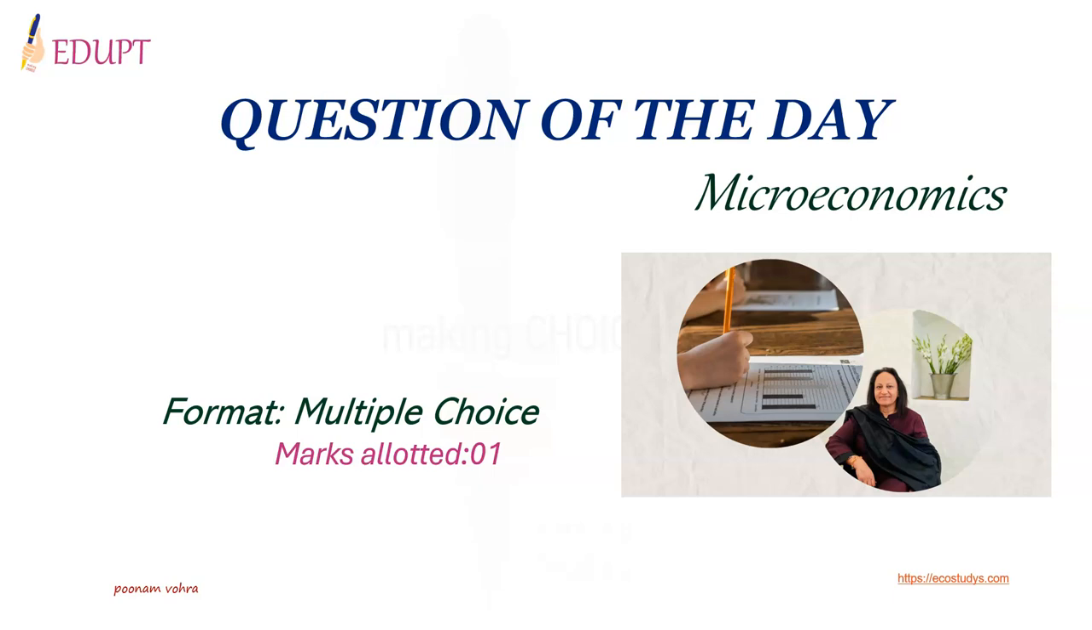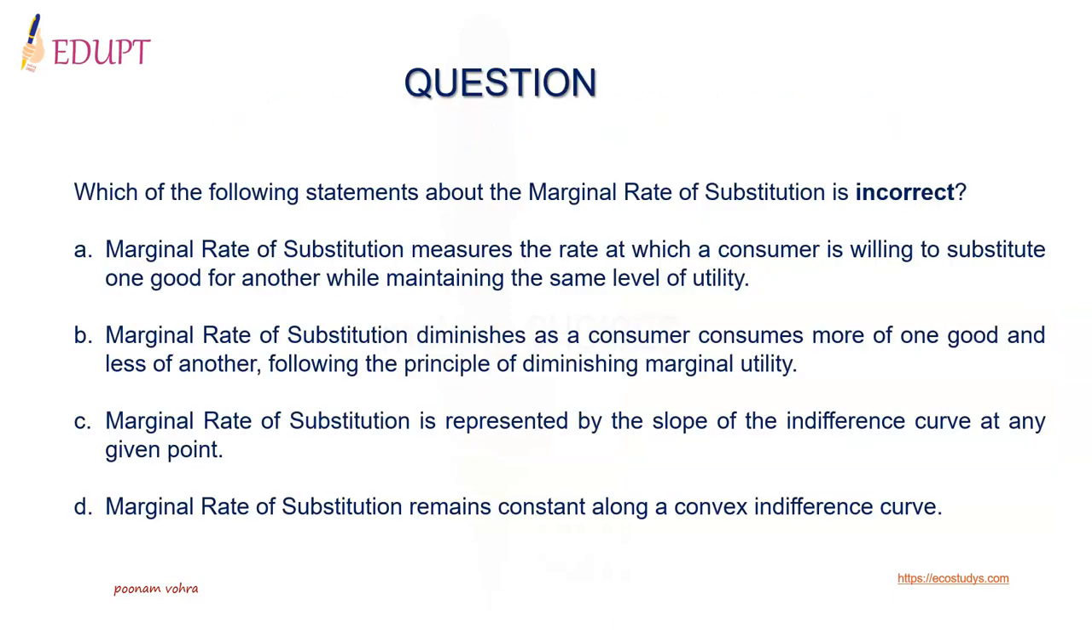You get one competency-based question daily covering macroeconomics, Indian economic development, microeconomics and statistics. Today's question is a multiple choice question from microeconomics. Marks allotted is 1. So get ready to test your knowledge and understanding. Let's get started. You are given 4 statements about marginal rate of substitution. Find out which of the 4 statements is incorrect.